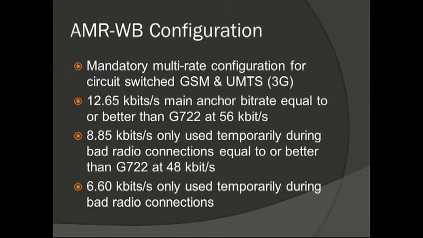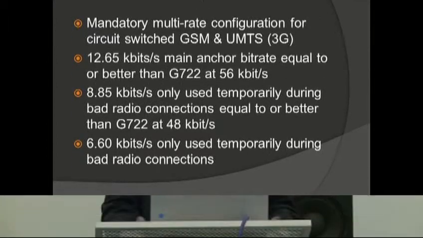Now, at 12.65 kilobits per second, the rate that's used as standard in mobile phone networks, you get a quality equal to or better than G.722 running at 56 kilobits per second. Now, we're all familiar with it running at 64K in ISDN networks. If anybody's ever listened to 56K working, say, with America, you'll find that there's not a great deal of difference. It's a very tiny difference.